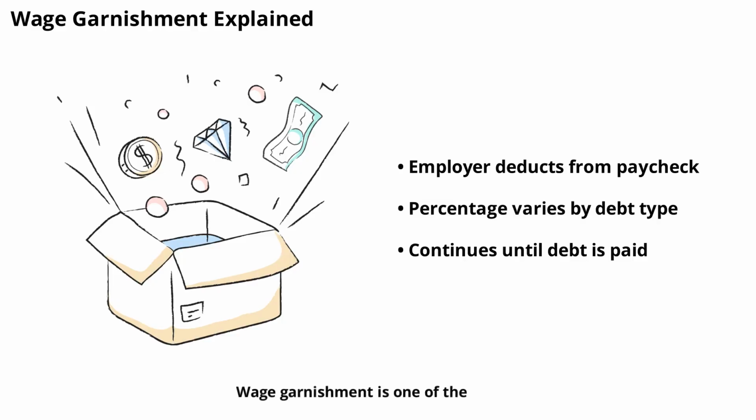Wage garnishment is one of the most common forms of government debt collection. In this process, your employer is instructed to deduct a certain percentage of your paycheck and send it to the government agency. The exact percentage depends on the type of debt and federal or state laws. For example, up to 15% of your disposable income can be garnished for federal student loans, while child support garnishments can be much higher. Wage garnishment continues until the debt is paid off or other arrangements are made.